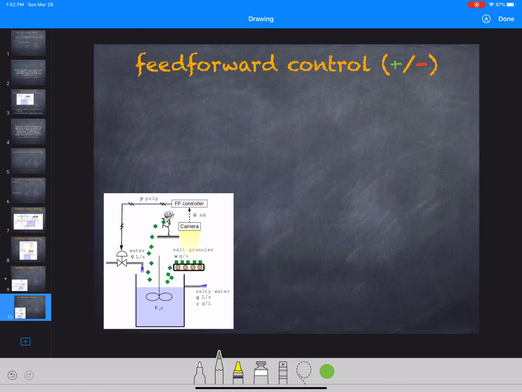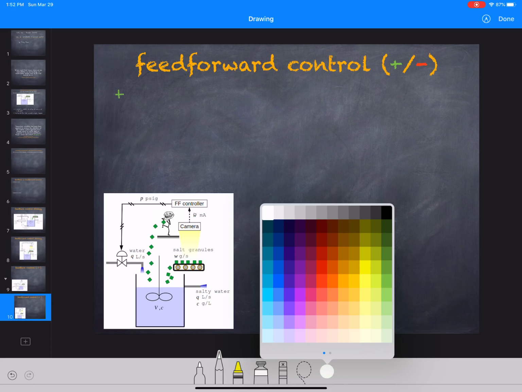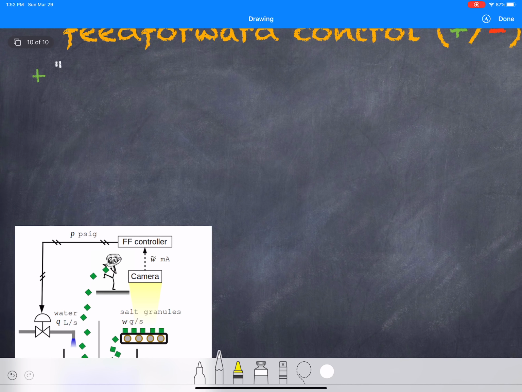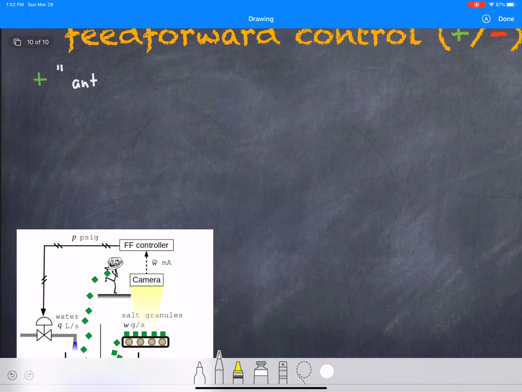So feed-forward control, the huge plus is that it's called anticipatory control. You measure the disturbance variable, and the idea behind measuring the disturbance variable is to take action before that disturbance variable can upset your process. So, put that in quotes, it's often called anticipatory control. This is feed forward.